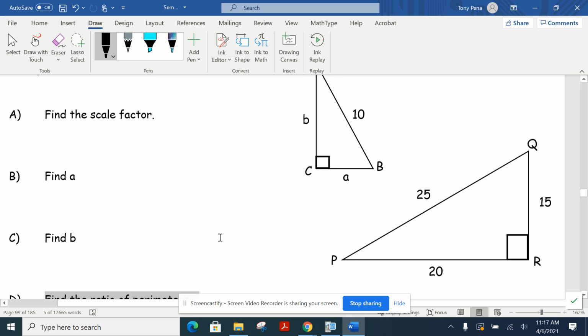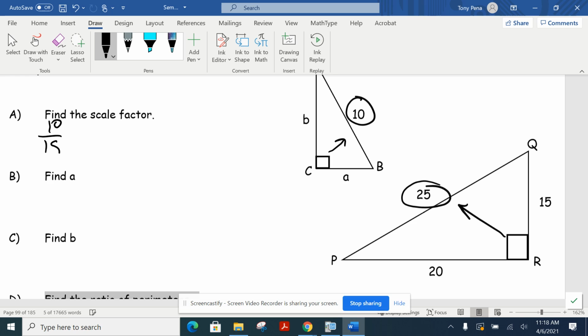Actually, let's do that real quick. The scale factor with this, let's go 10 to, here's our corresponding sides, the 10 to the 15. We'll do the opposite of the right angle. So that's 10 to 15, or I'm sorry, 10 to 25. Reduce that down to be 2/5. So the small triangle is always 2/5 the size of the big one.